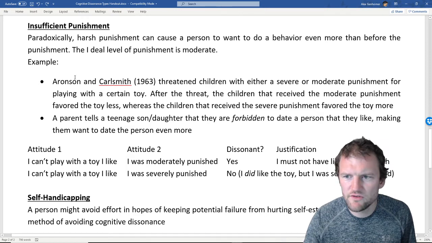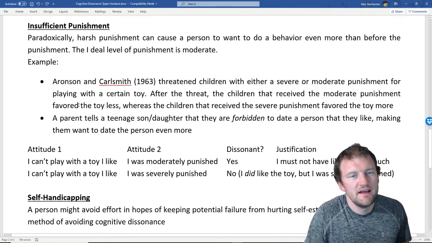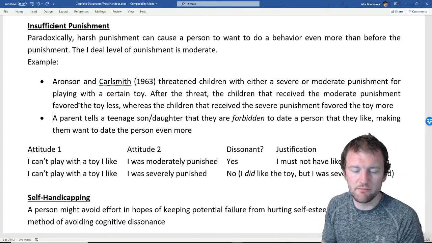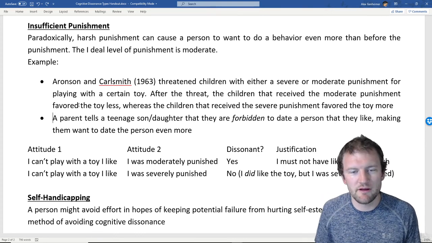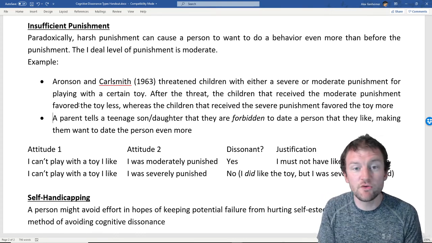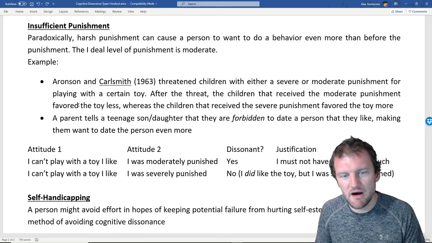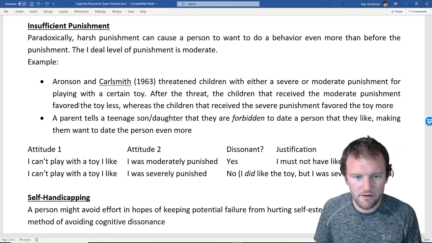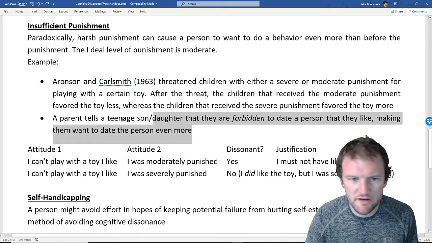Let's go down to this example here. If you have a toy that you're playing with and your parents say you do not play with that toy, it just makes you want to play with it more. Or if there's a button and it says do not press, it of course makes you want to press the button. But if there's a moderate level of explanation or moderate punishment, it makes you be like, okay, I won't do the thing.